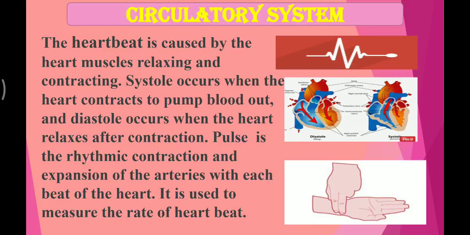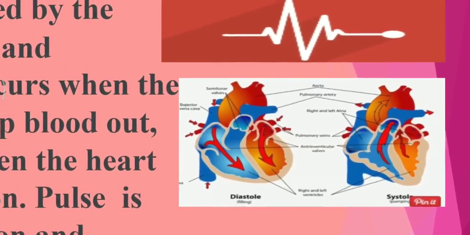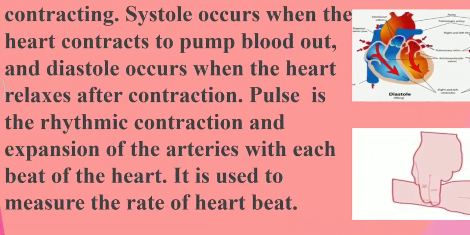Heartbeat is measured by this line, and here is how it is responding. Systole and diastole, how it is happening. You can see the image here. Systole, what is it? And what is diastole? In systole, the heart is very contracted, tight. Whereas in diastole, it is relaxed, full of relax. That is called systole and diastole.